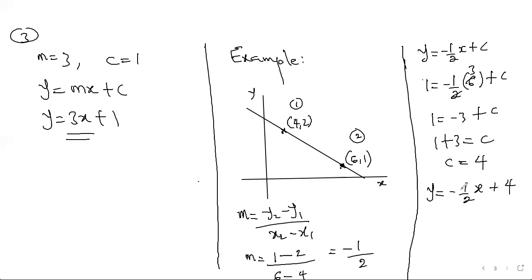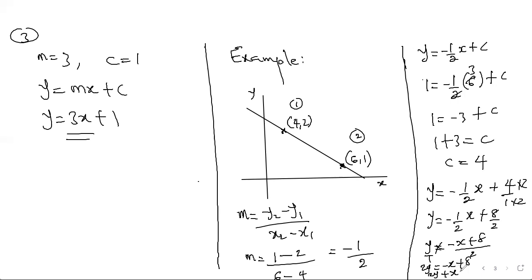Depending on how you want the answer to look like, I can rewrite this as y equals minus half x plus, just to make sure that I have equal denominator, if I multiply this by 2 and this by 2, then it will be 8 over 2. Then I will have y equals minus x plus 8 all over 2. To cross multiply, you have 2y equals minus x plus 8. So you can write this as 2y plus x equals 8. So that's the equation of the line.